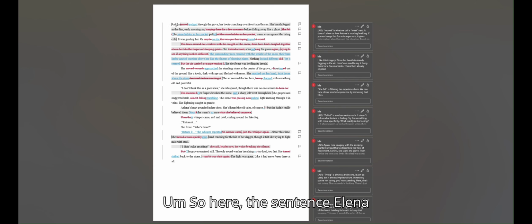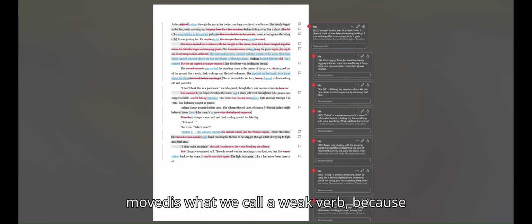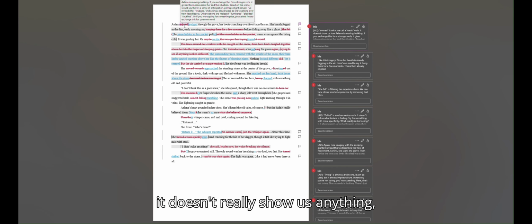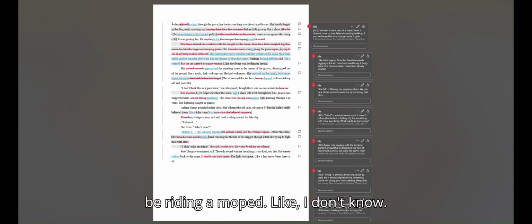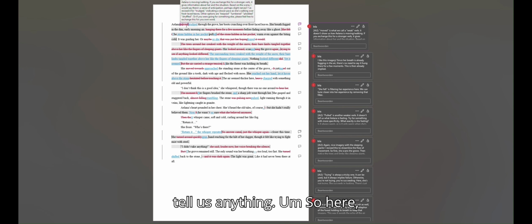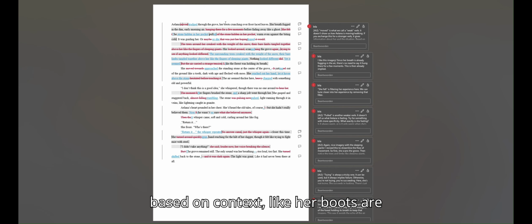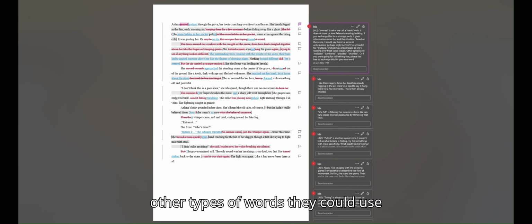So here, the sentence, Elena moved through the grove. Here, moved is what we call a weak verb because it doesn't really show us anything, right? Elena could be walking, she could be riding a moped. I don't know. She moves through something, it doesn't tell us anything. So based on context, like her boots are crunching over frost-laced leaves, this indicates that it's icy. So I went with trudged, so she moves slowly. However, I did query the author, the fictional author here, about other types of words they could use instead.